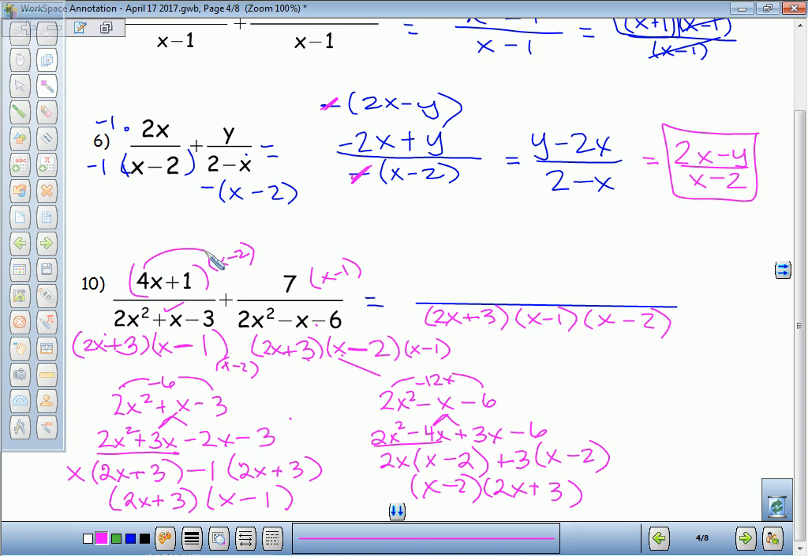this product, 4 times x, 4x squared. 4 times negative 2, negative 8x. 1 times x, positive 1x. 1 times negative 2, negative 2. Plus 7x minus 7.